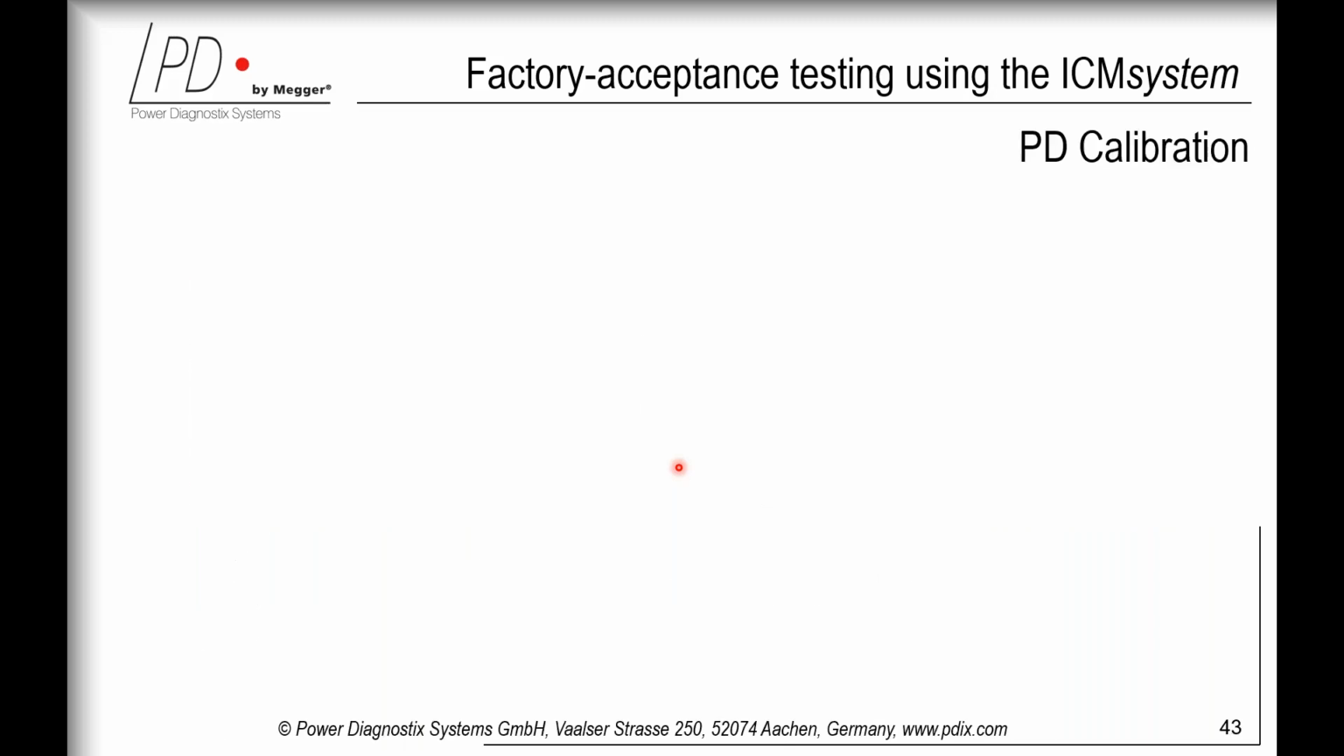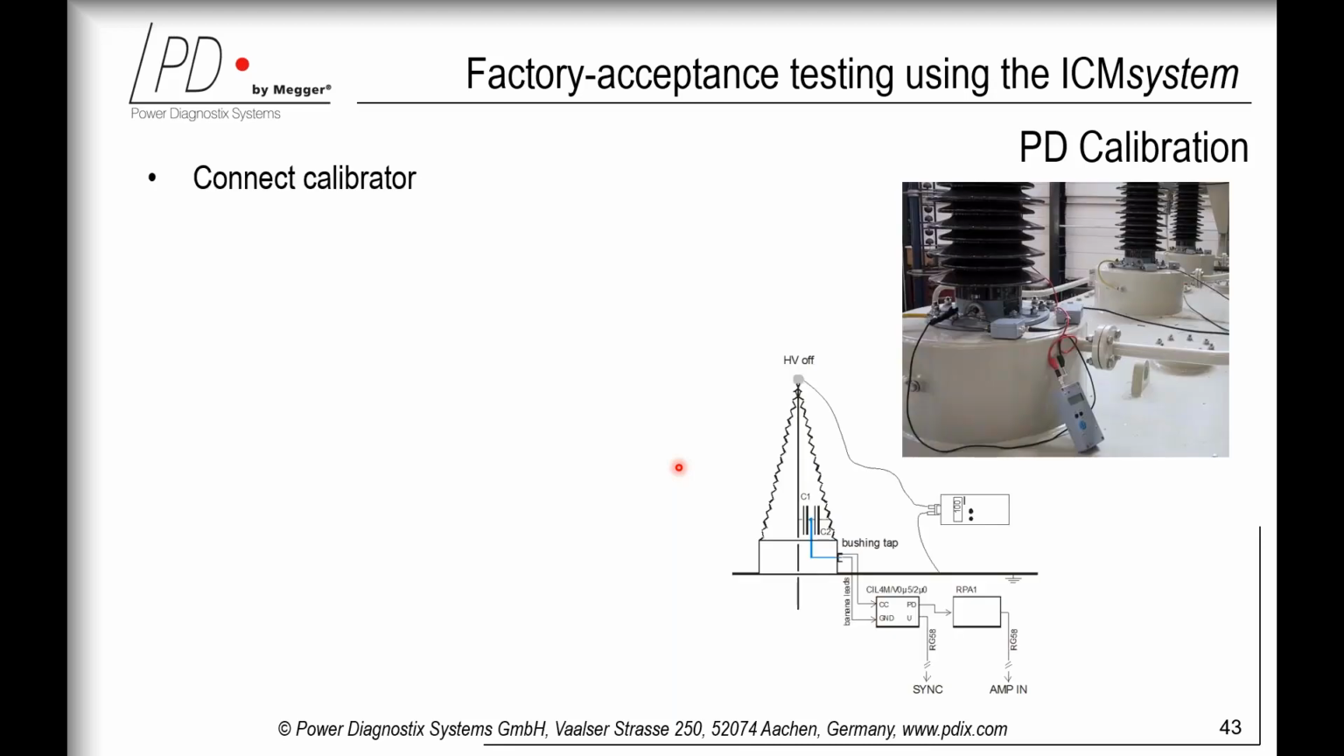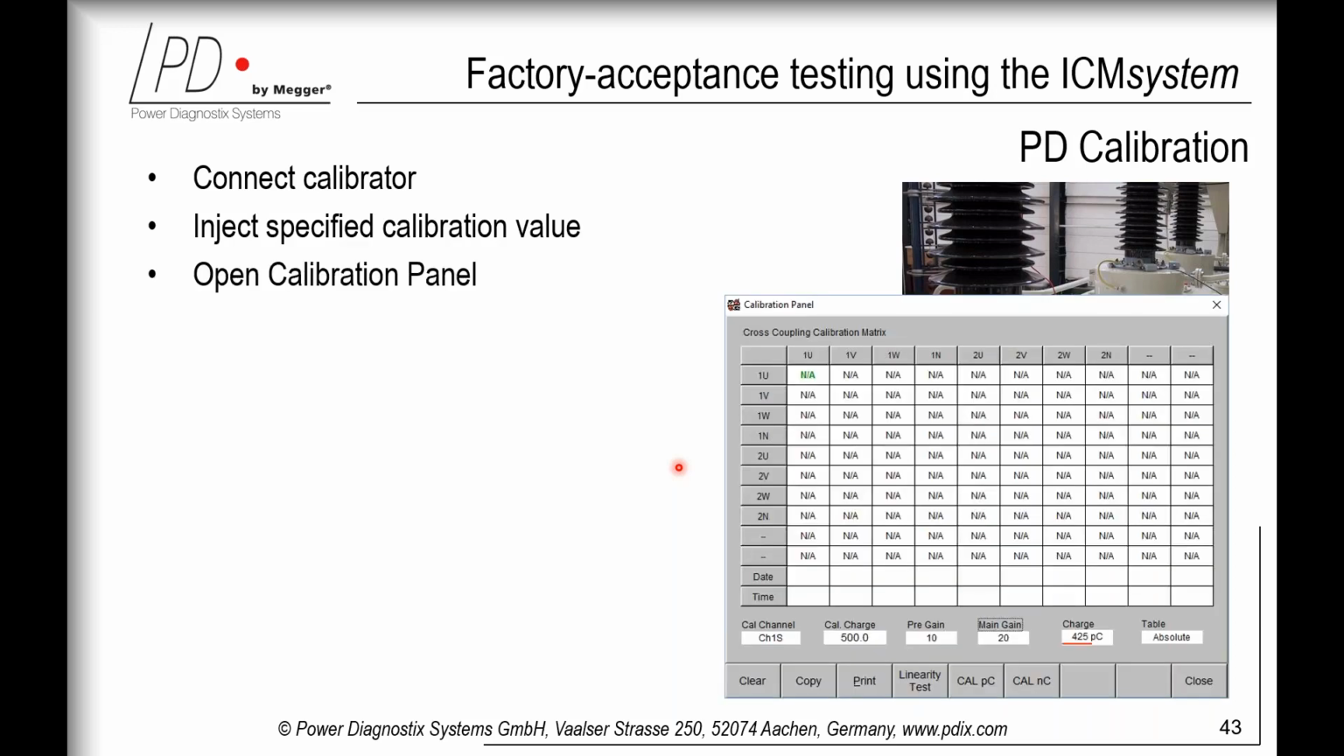Now we do the calibration for transformer testing. For transformer testing, we introduce the cross-coupling matrix. There you connect the calibrator as shown. You inject the specified calibration value. You open the calibration panel. Here you see the uncalibrated value, 425 he's stating. However, we are injecting 500 picocoulomb as shown. We calibrate with the specified charge.